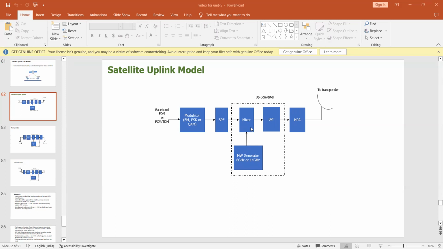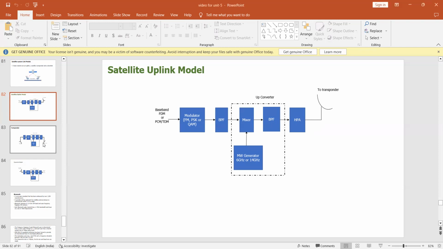Why is this addition of signals performed? In order to increase the frequency in the RF signal range, in order to increase the frequency to the gigahertz range, we perform addition of signals using the mixer. After the addition, the signal is transmitted to the band pass filter again, and the high power amplifier will amplify the signal, and using the antenna, the data is transmitted in the air medium.